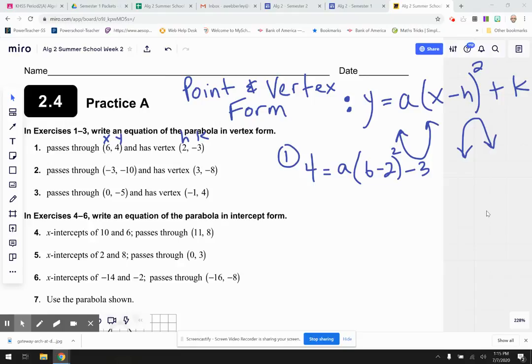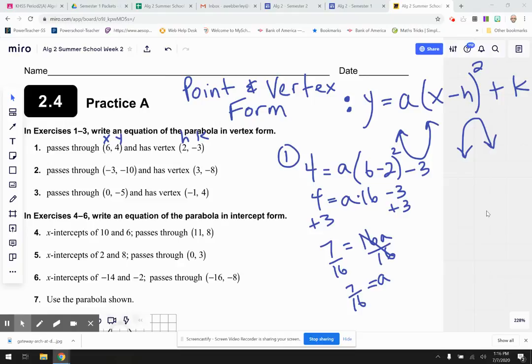And now you can solve this. So 4 equals a, and then 6 minus 2 is 4, and 4 squared is 16. So a times 16 and then minus 3. So I'm going to add 3 to both sides. I'm going to get 7 equals 16a, because a times 16 is 16a, and divide by 16. So we get a equals 7 over 16. Now that would be your a value.